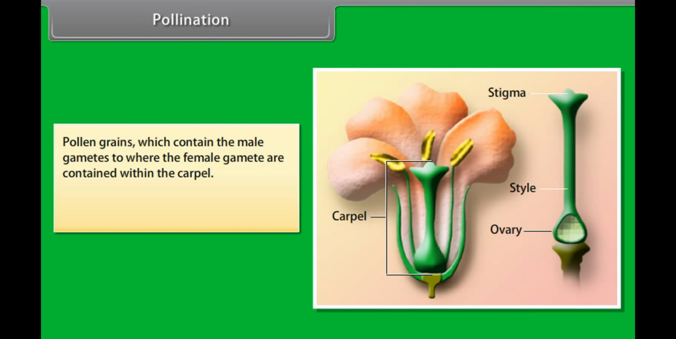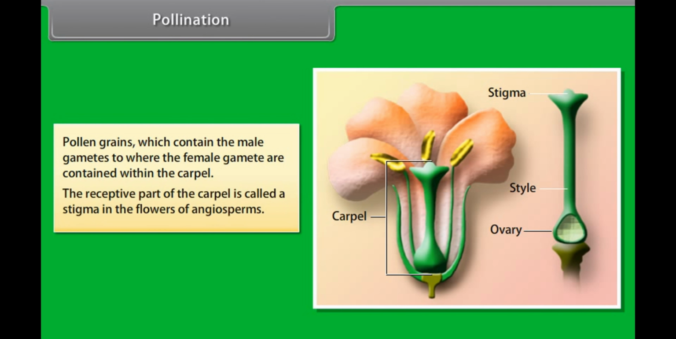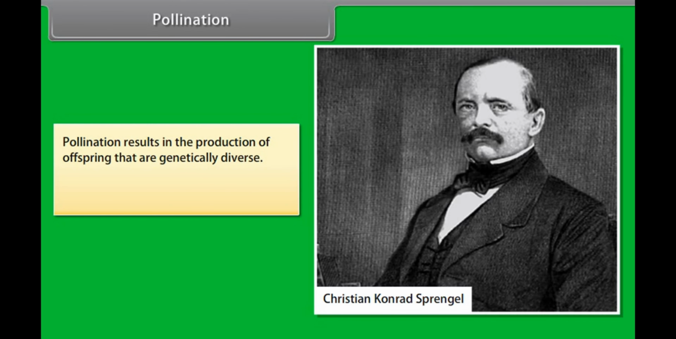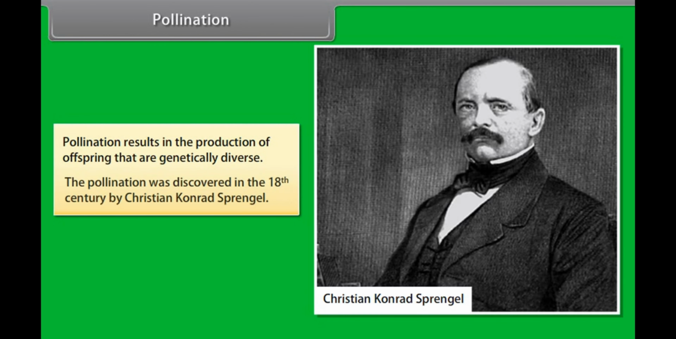Pollination. Pollination is the process by which pollen is transferred in plants, thereby enabling fertilization and sexual reproduction. Pollen grains contain the male gametes, which are transferred to where the female gametes are contained within the carpel. The receptive part of the carpel is called a stigma in the flowers of angiosperms. Pollination results in the production of offspring that are genetically diverse. Pollination was discovered in the 18th century by Christian Conrad Sprengel.